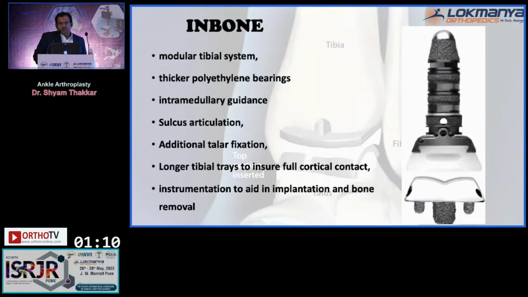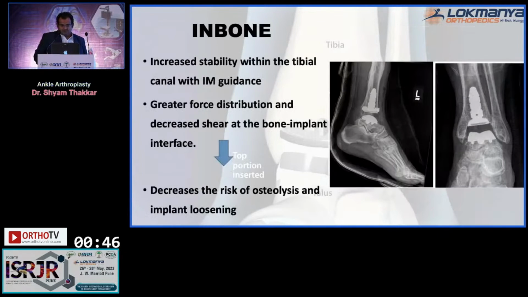INBONE, most commonly used in USA. So it has a modular tibial system. So we can see here are the pegs. It has an intramedullary jig which is retrograde from the calcaneum into the tibia, and the jigs are placed. So good tibial attachment, and it has different kinds of talus trays also. With the intramedullary guidance, there is increased stability, greater force distribution, and decreased shear.